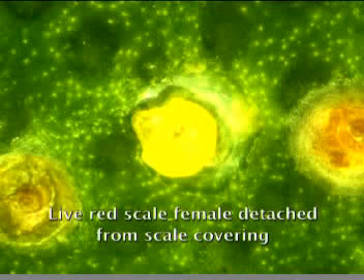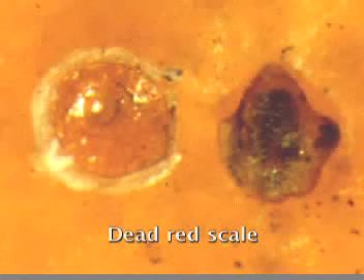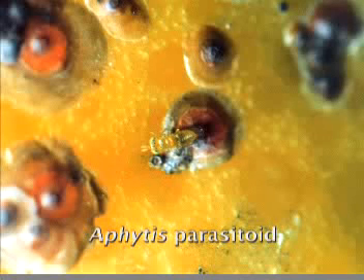If it is alive, its soft body may either detach from the scale covering and remain on the surface of the fruit, or it may remain attached to the scale covering and come away from the surface of the fruit with a scale covering. This is the case if the insect is in the process of molting. If the red scale is dead, it should appear emaciated or desiccated, as in this photo. You may also see a red scale insect that has been parasitized.